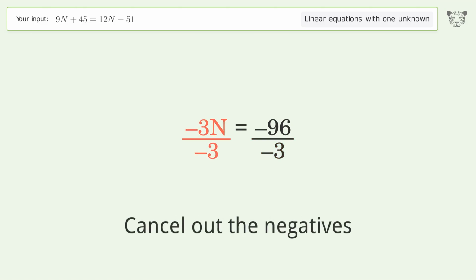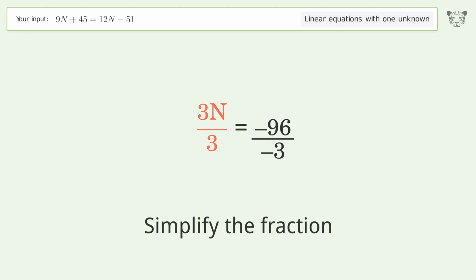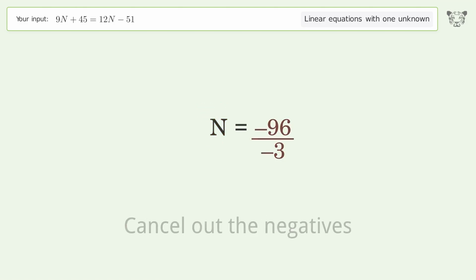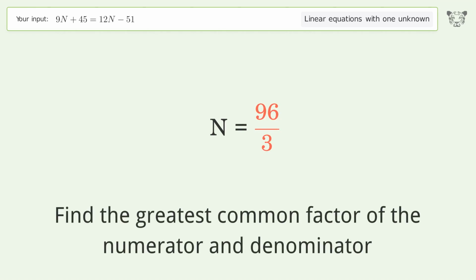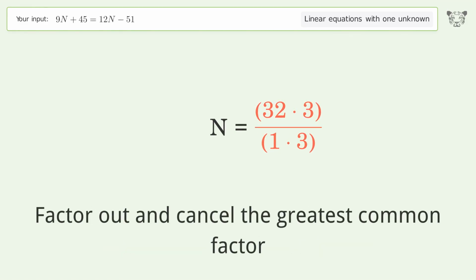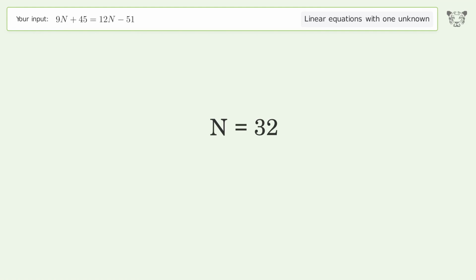Cancel out the negatives. Simplify the fraction. Cancel out the negatives. Find the greatest common factor of the numerator and denominator. Factor out and cancel the greatest common factor. And so the final result is n equals 32.